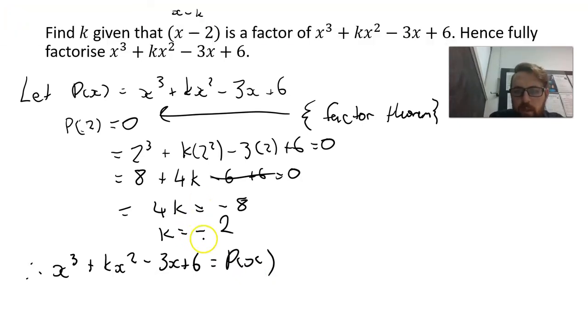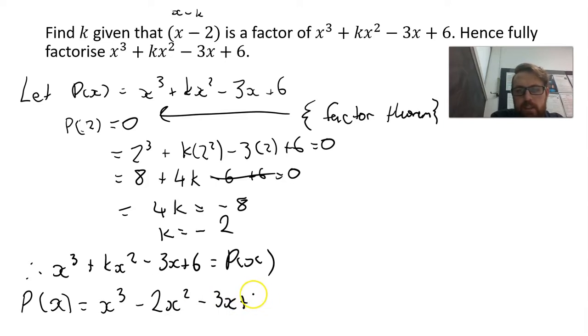All right, and our final step, because we know k equals -2, we can substitute that in. So p of x equals x cubed minus 2x squared minus 3x plus 6. All right, now we've done that first part, we found k. So now we've got to fully factorize it, but that's good because we know what p of x is now.